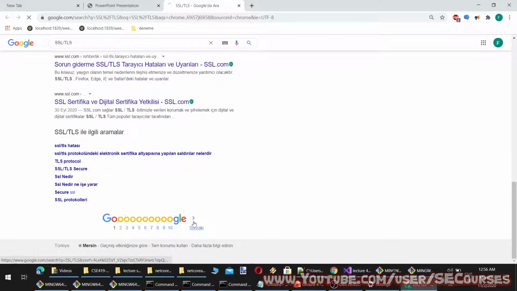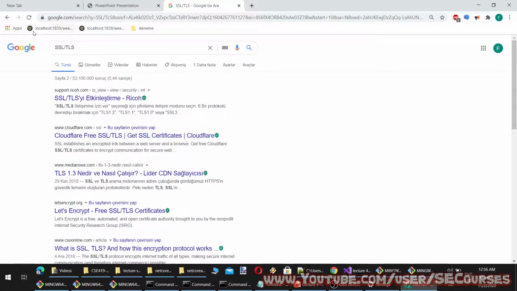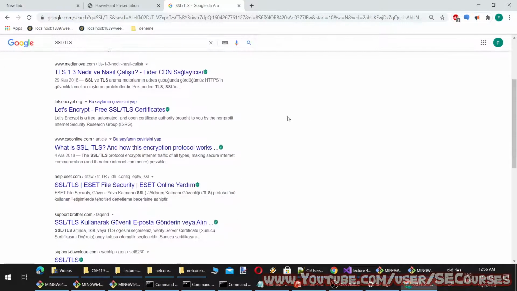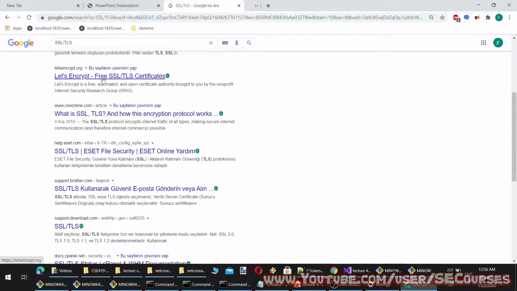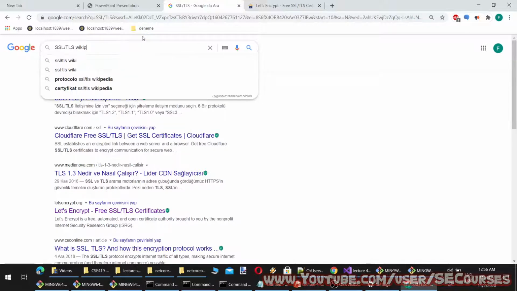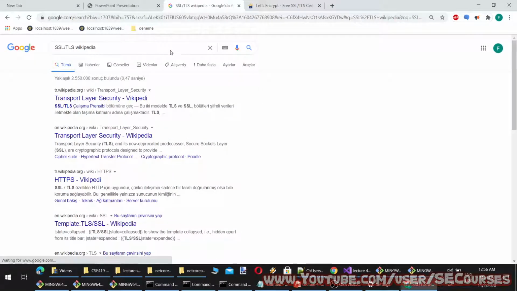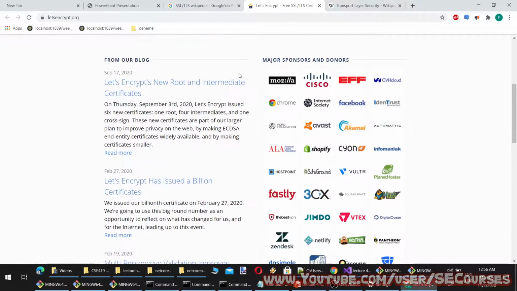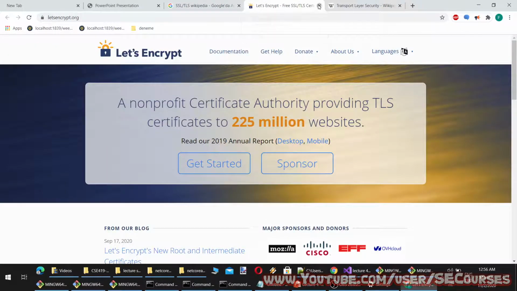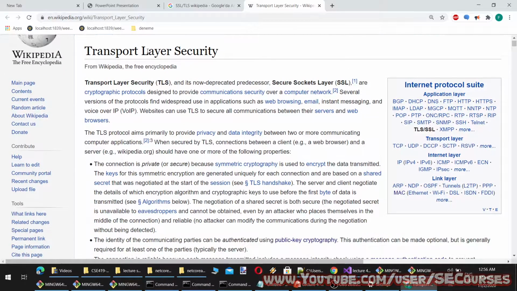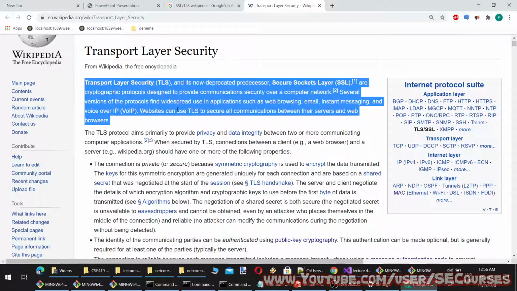I am sure that you have heard HTTPS, which we are using, connection secure, and I will search Wikipedia for more information. Okay, this is a very good one for free. Let's Encrypt. I like that very much. It is supported by a lot of, let's say, browsers.